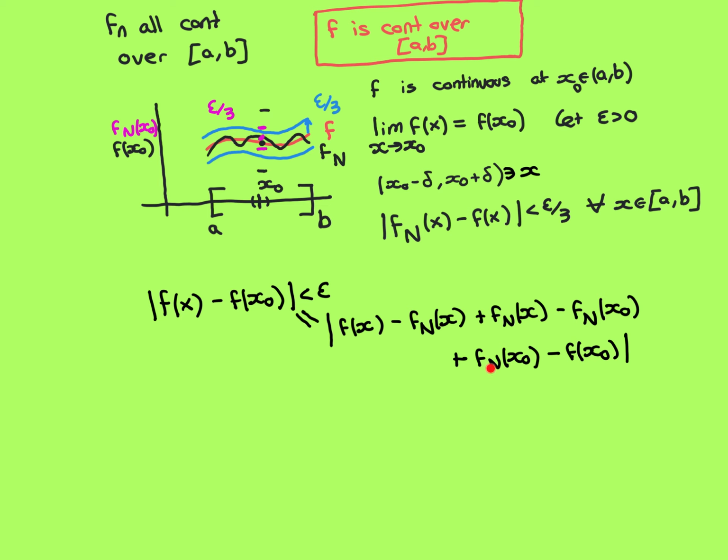Finally, this bit here, f big N evaluated at x0 minus f evaluated at x0, if I had a modulus sign around that, I again know that that must be less than epsilon over 3, because f big N is inside my blue tube around f. So at x0 also, the modulus of the difference between f big N evaluated at that point x0 and f evaluated at that point x0 must be less than epsilon over 3.